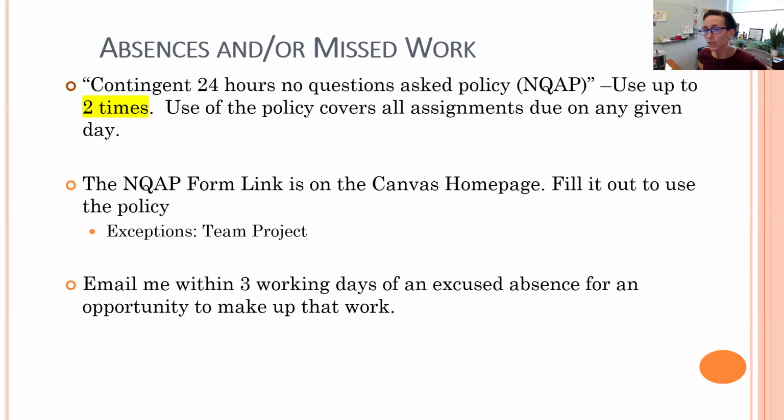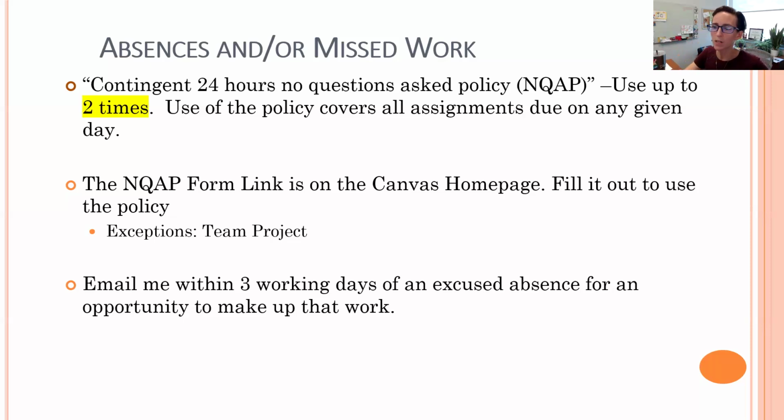So if you need an extension on something, you can fill out this form. It's a Google Sheet, and you can use it up to 2 times for a 24-hour extension. You need to fill that form out within 24 hours of the due date. So if something's due on Monday at 2 p.m., then you would need to fill it out before Tuesday at 2 p.m. And you need to complete the work before Tuesday at 2 p.m. So this is designed to just be the extension that you need.